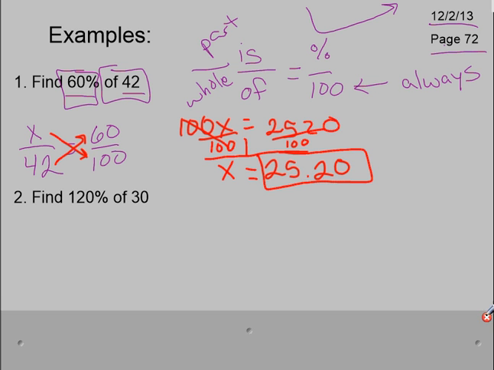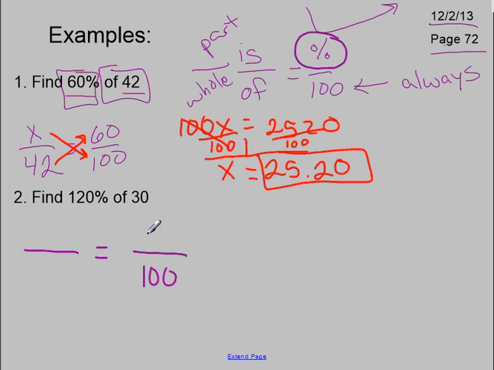This time, I'm finding 120% of 30. So I have my percent proportion that I need to set up. There's one fraction, there's another. I know my 100 is always going to go there. And my percent this time is 120. And I have an of here, of 30. That will go down here, and I have a variable.